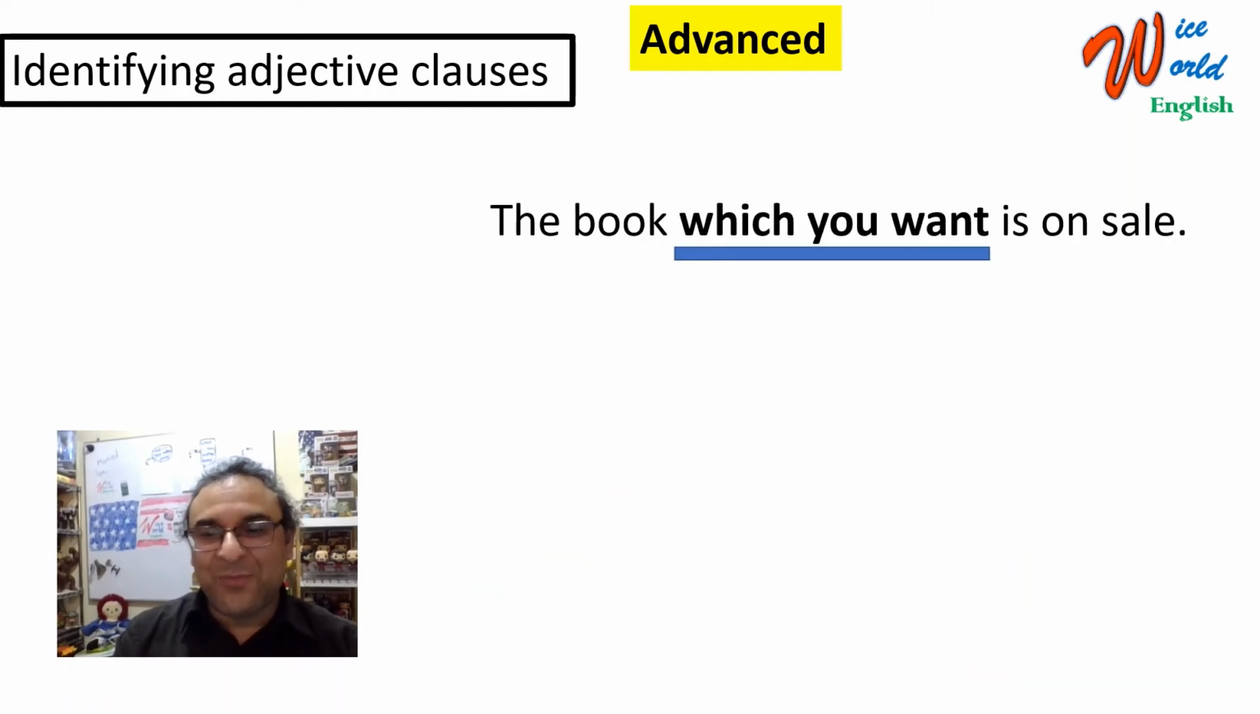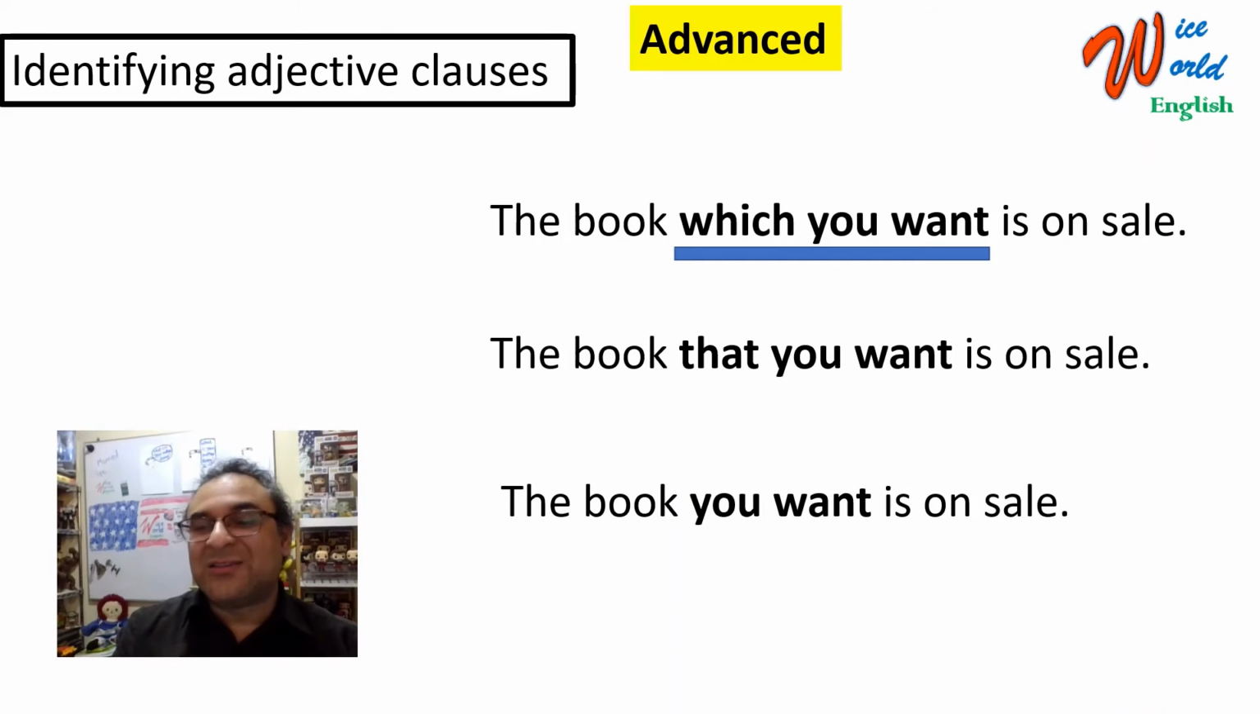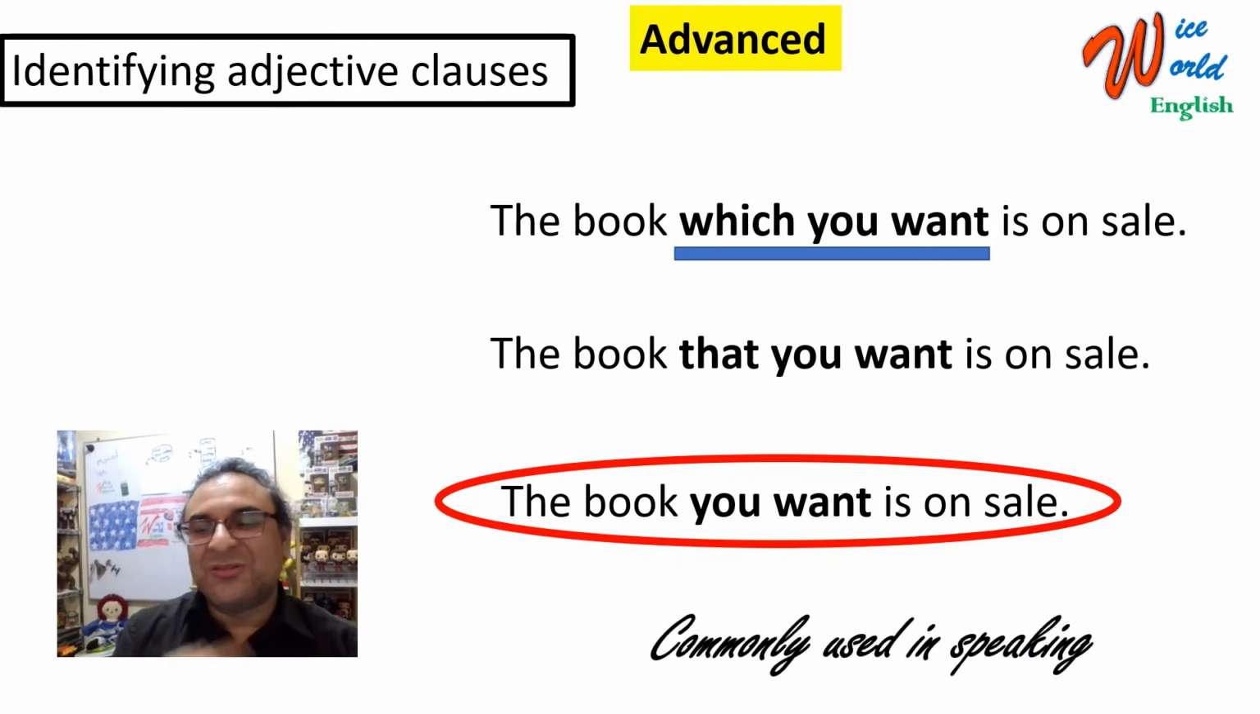One more example. Look at that. "The book which you want is on sale." So now we're gonna go like this. "The book that you want is on sale," or you can also say "the book you want is on sale." And the last sentence, remember, the last one is commonly used in speaking.